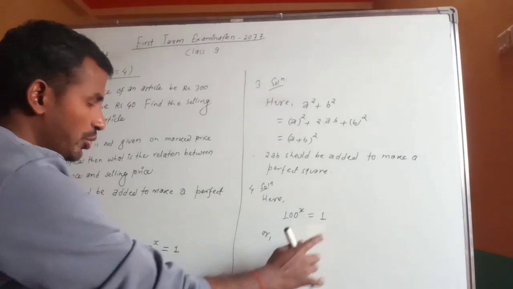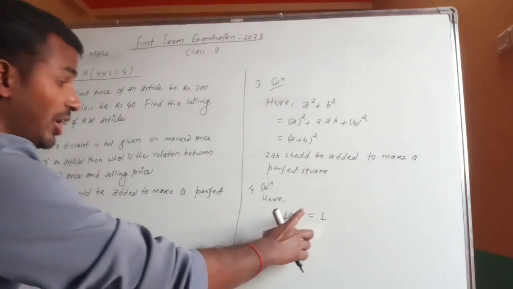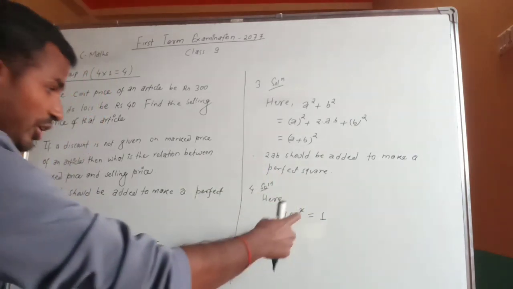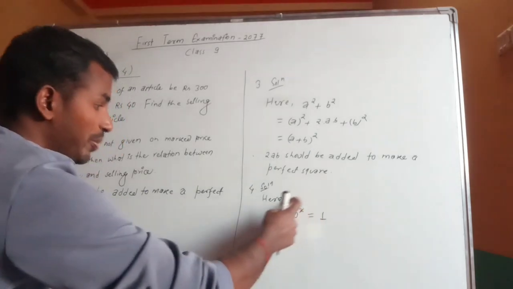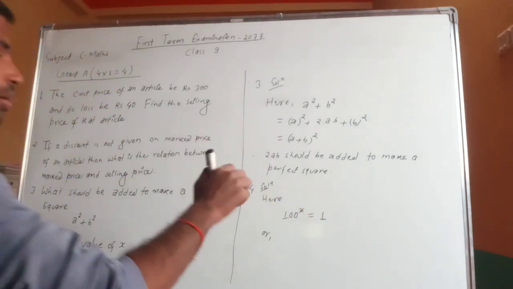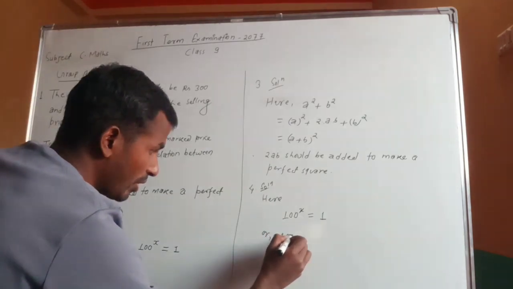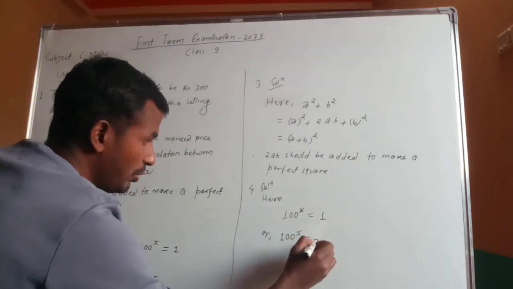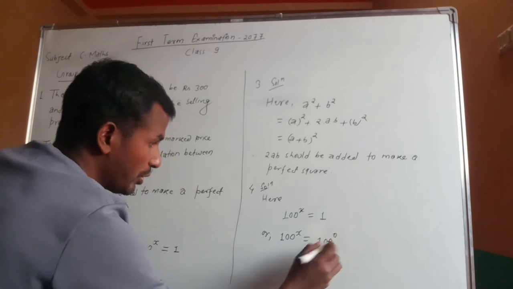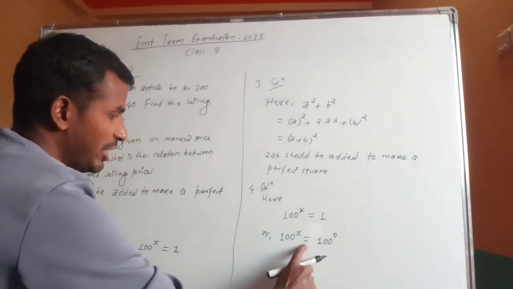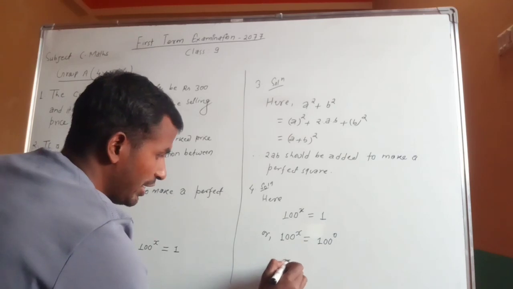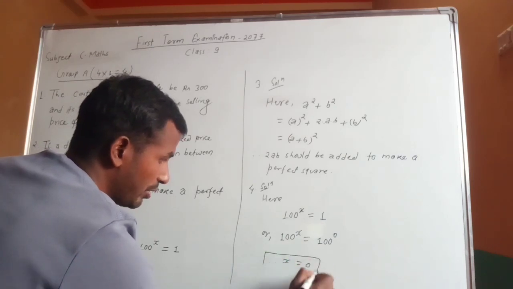Okay, last question from this group. 100 to the power x equals 1. This is an exponential equation because the variable is at the exponent. To solve this type of exponential equation, we have to make the base the same or the power the same. 100 to the power x equals 100 to the power 0, since this is also 1. Both expressions have the same base and an equal sign between them. Therefore, x equals 0.